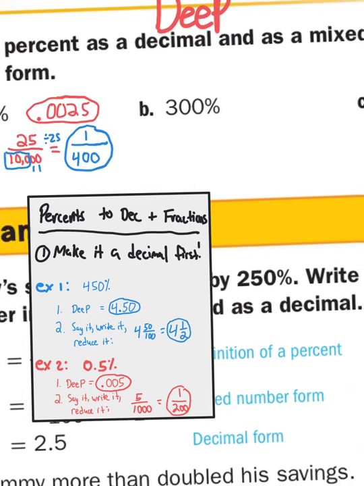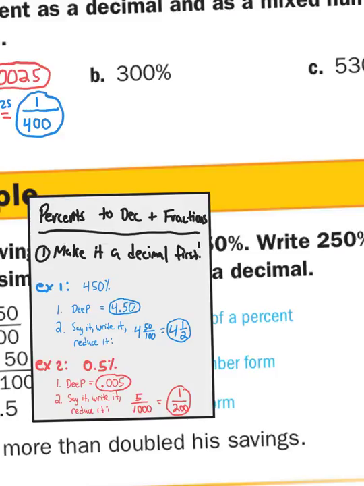But now let's look at B. So in B, I'm going to start by deeping it. It's a percent, twice to the left. It becomes 3.00 or just 3. Now, as a fraction, 3 wholes is just 3 wholes. So really, your answer is just 3. That's the fraction. That's the decimal, right? It's just 3 wholes. So that one might have tricked you up a little bit too, but it's easier than you thought.